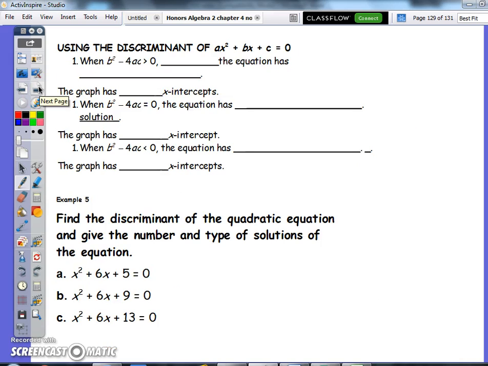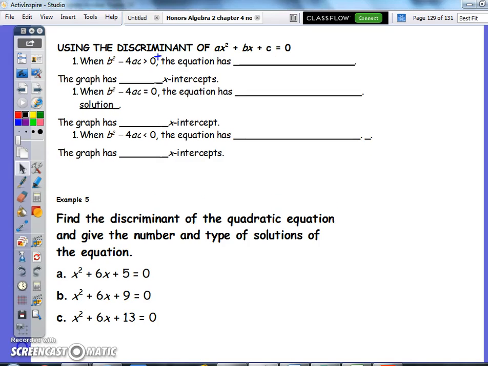Now we're talking about the discriminant. Remember that greater than 0 is just positives. When b squared minus 4ac is greater than 0, the equation has 2 real solutions and 2 x-intercepts.